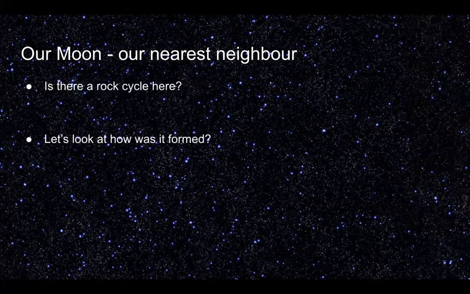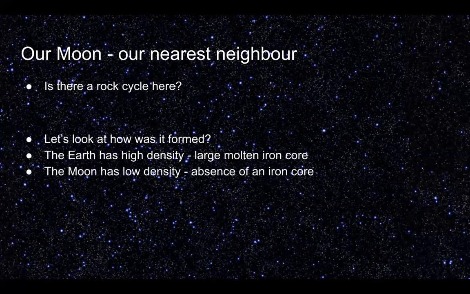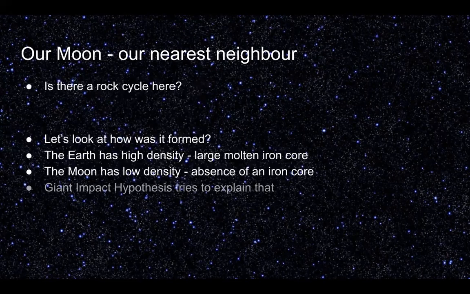Let's look at how it was formed as distinct from the Earth. The Earth has a high density generally and has a large molten iron core. The moon has a lower density than the Earth, and it has an iron core, but it's very much smaller, even in proportion to the moon's smaller size. The hypothesis that tries to explain that is the giant impact hypothesis, and this video will try to explain how that originated. Early Earth was struck by a Mars-sized object known as Theia.